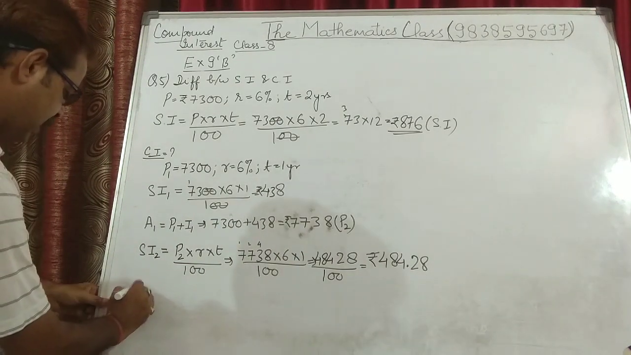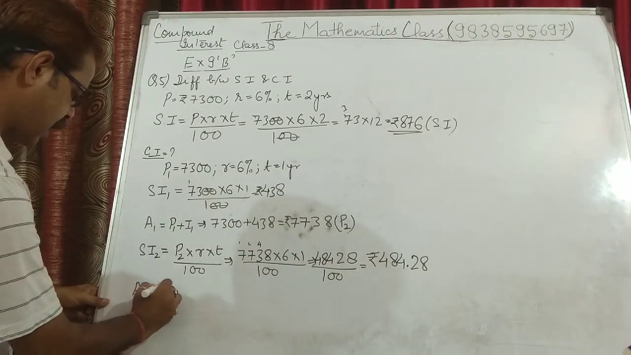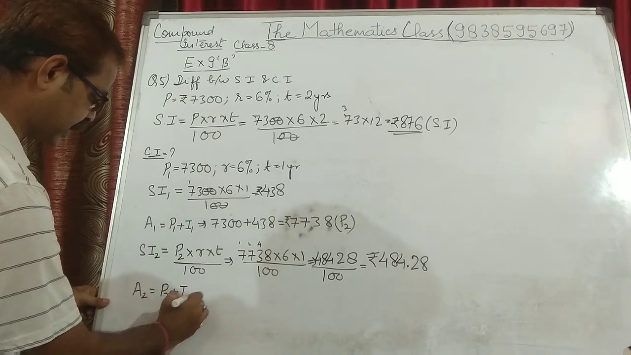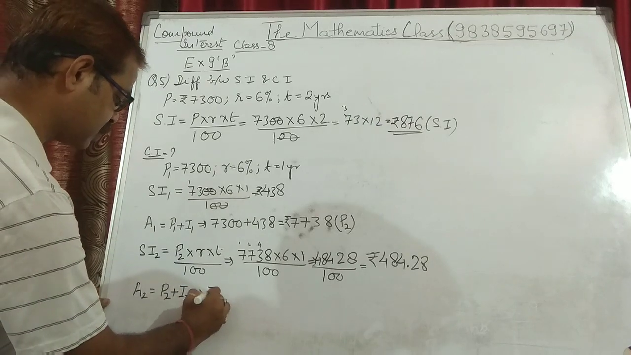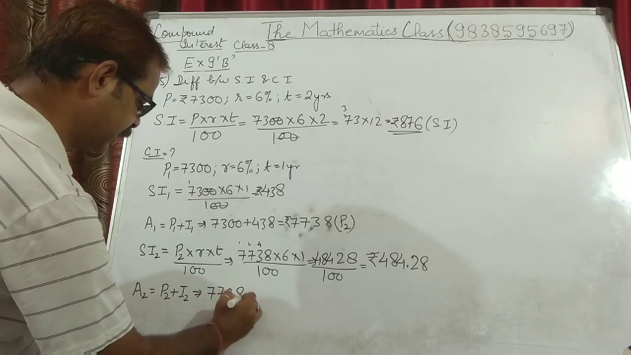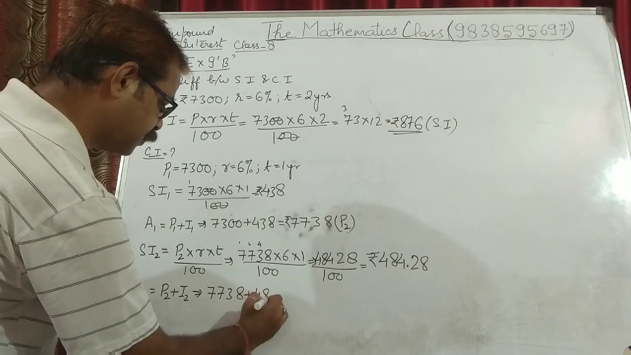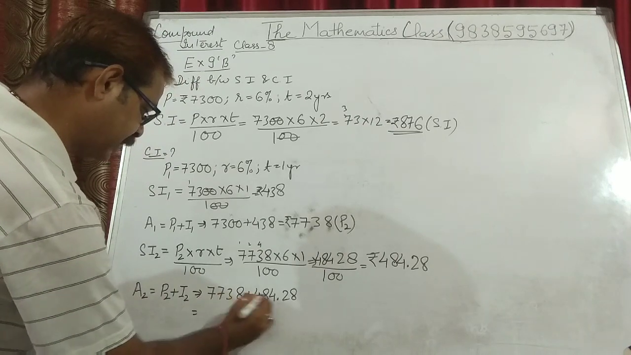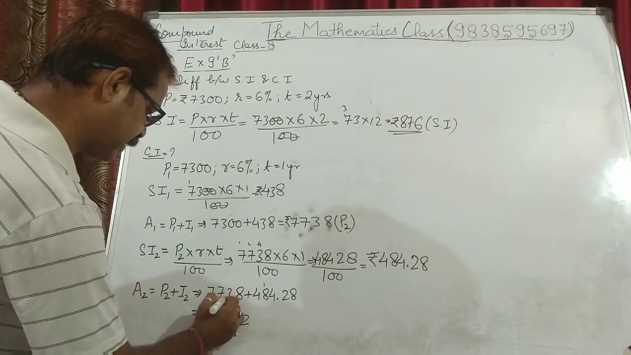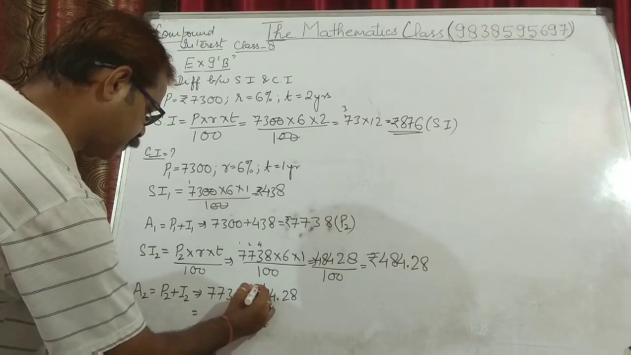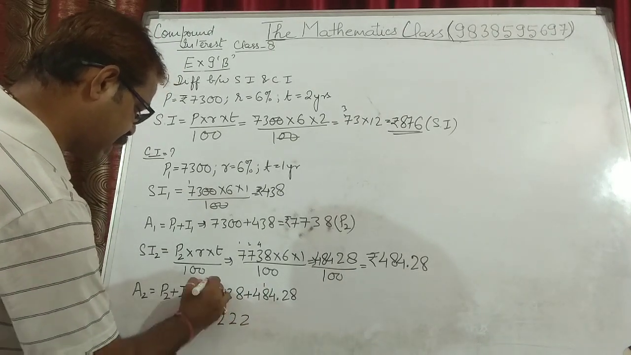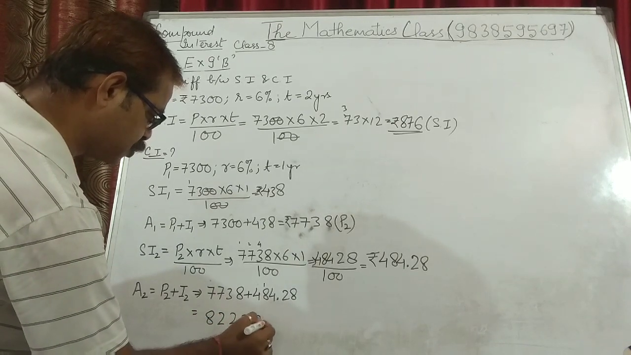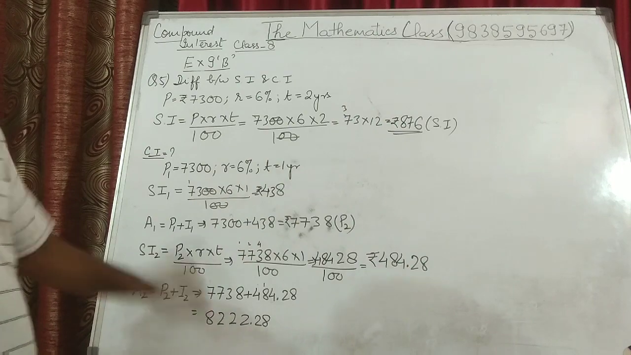So amount after second year will be principal for the second year plus interest for the second year. Principal for the second year was rupees 7738 plus rupees 464.28. So 8 and 4 is 12, 8 1 is 9, 10, 11, 12, 4 1 is 5 and 7 is 12 and 7, 1 8, 8202.28. This is the total amount.